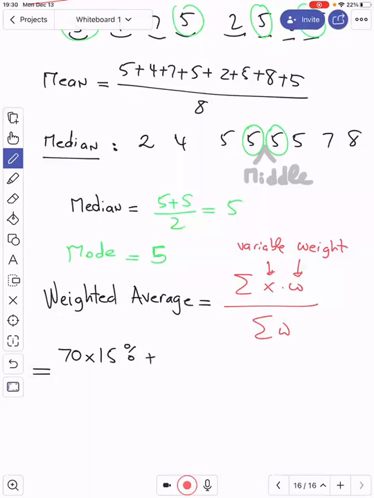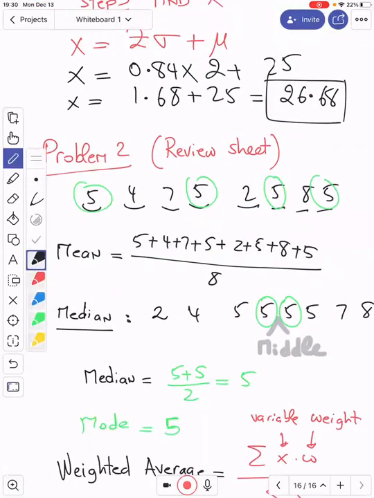Plus, next, we have the first exam. He got 80 points on exam 1. So that's 80 times 20%, since exam 1 is worth 20%. Plus exam 2, he got 90 points. So again, this is problem 2 in the review sheet, guys. Part B. I'm talking about problem 2 in the review sheet.